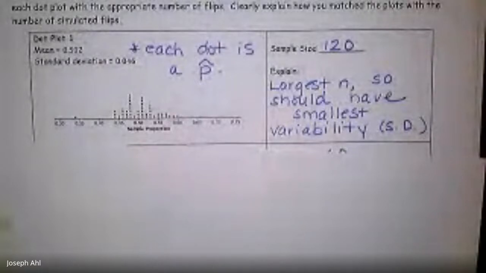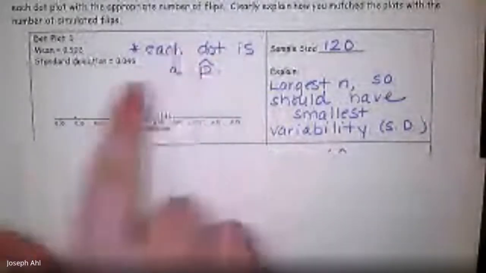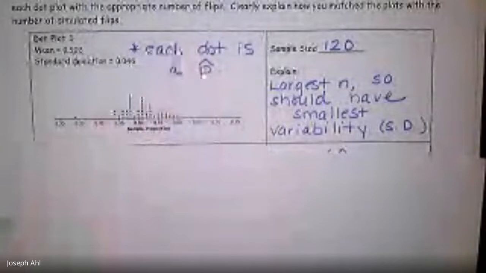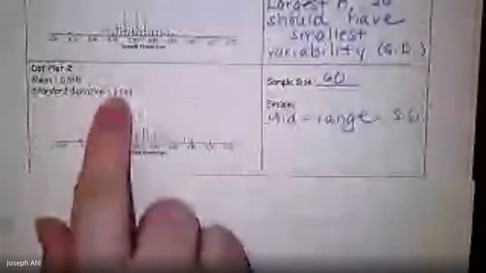Okay, so there's my quick explanation here. I also made a note that each dot in here represents another p hat. Okay, so another sample proportion from simulating this flipping of a coin. The next one, I really was just looking at standard deviations here, guys. This one had the mid-range standard deviation. 0.064 was in between the one up here and the one below.